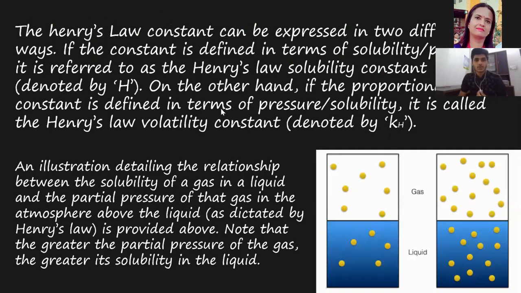The Henry's constant can be expressed in two different ways. If the constant is defined in terms of solubility per pressure, it is referred to as the Henry's law solubility constant, denoted by H. On the other hand, if the proportionality constant is defined in terms of pressure per solubility, it is called Henry's law volatility constant, denoted by Kh.